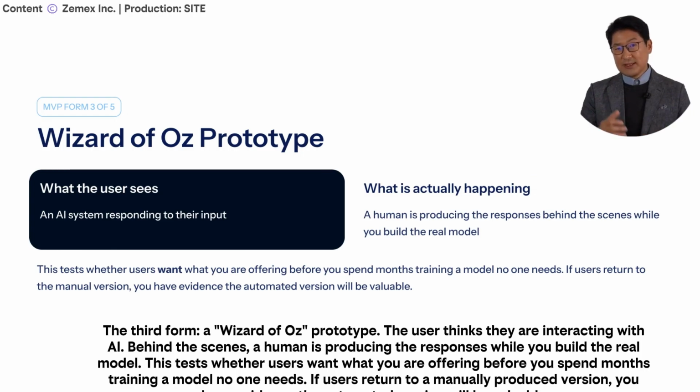The user thinks they are interacting with AI. Behind the scenes, a human is producing the responses while you build the real model. This tests whether users want what you are offering before you spend months training a model no one needs. If users return to a manually produced version, you have evidence the automated version will be valuable.